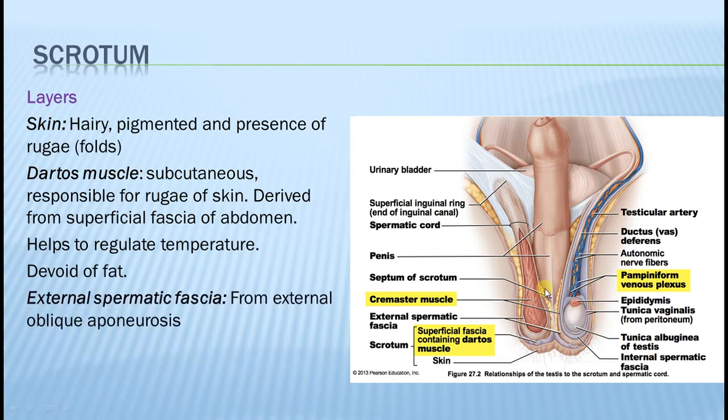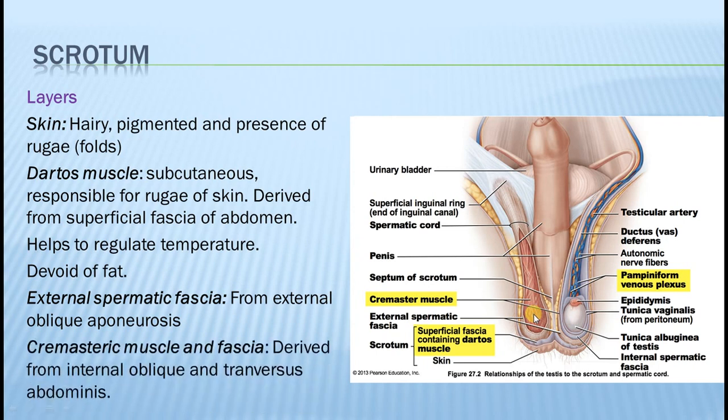Deep to the dartos muscle, you see the lining of the testis is by the external spermatic fascia, which is actually from the superficial inguinal ring. The extension of the external oblique aponeurosis continues as the external spermatic fascia. Then deep to the external spermatic fascia, you are able to see this is the cremasteric muscle and fascia.